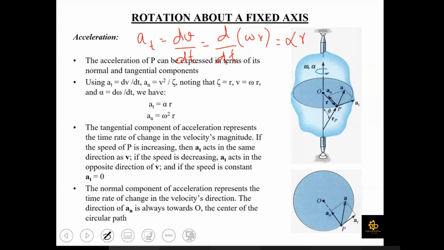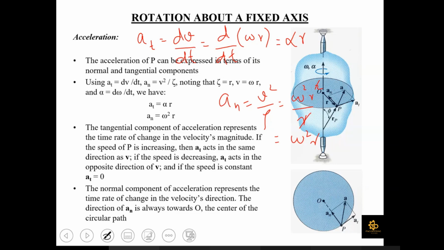Okay, as far as the normal component is concerned, you know the normal component क्या होता था? v square over rho होता था. याद आया कुछ? Yes sir. और v किसके बराबर है? v बेसिकली omega r है तो v square omega square r square हो जाएगा. What about rho? Rho is r sir. Rho is also r, so ये r कैंसिल हो गया. It means that the normal component of acceleration is going to be equal to omega square r.